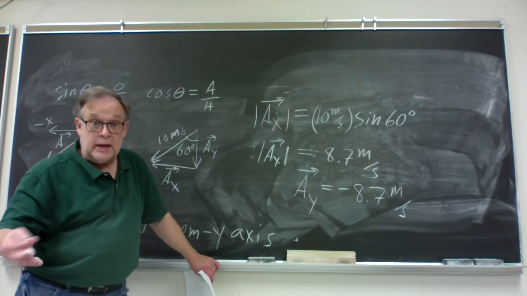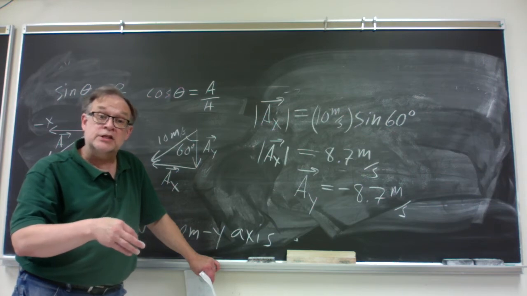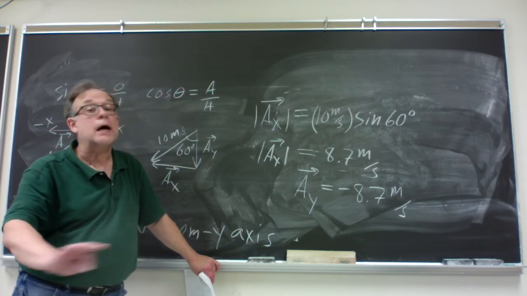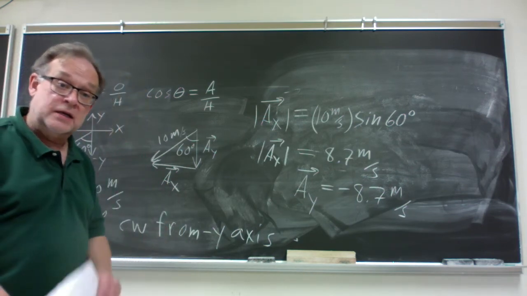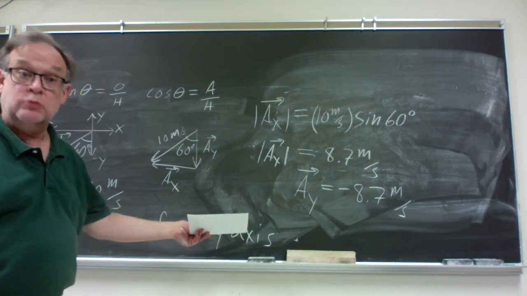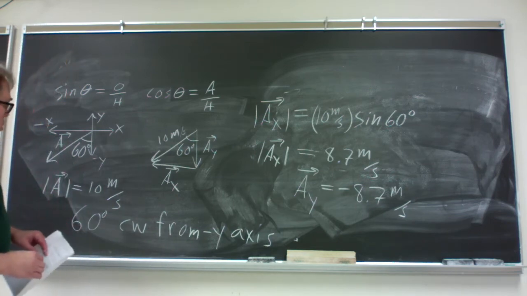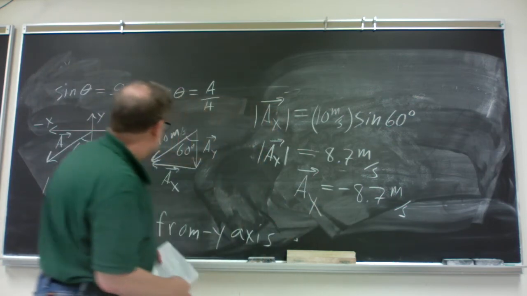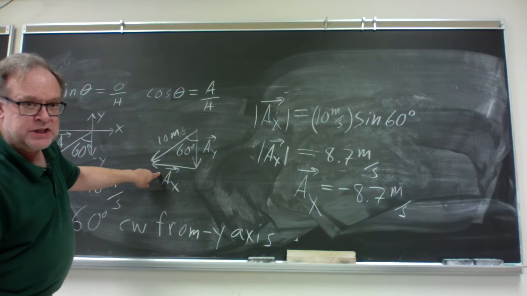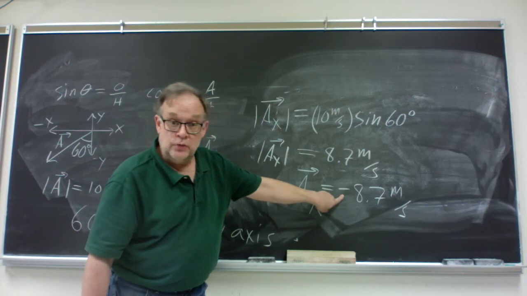You have to stop and check what the directions are. As you can see, it can be easy to skip, easy to forget those steps. You cannot forget those steps. They matter. They're important. And important in the sense that much of what you do subsequently will be wrong if you get the signs of the components wrong. All right, and that's AX. But AX points in the negative x direction, so the actual value of component vector AX is minus 8.7 meters per second.